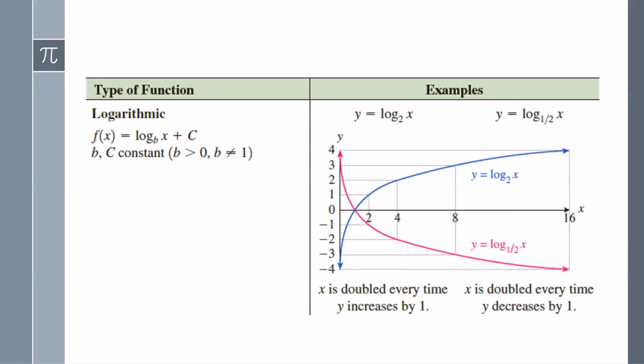A logarithm is a function of the form log base b of x plus c, where b and c are constants. If our b is greater than 1, we have sort of a graph that looks like the blue one. If b is between 0 and 1, then we have a graph that looks like the pink one.